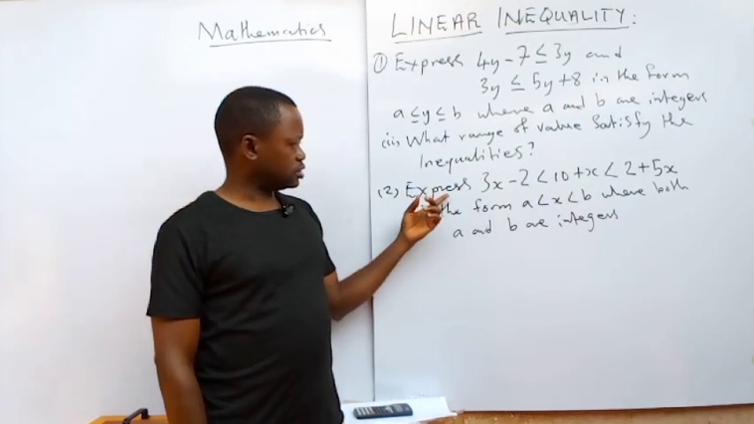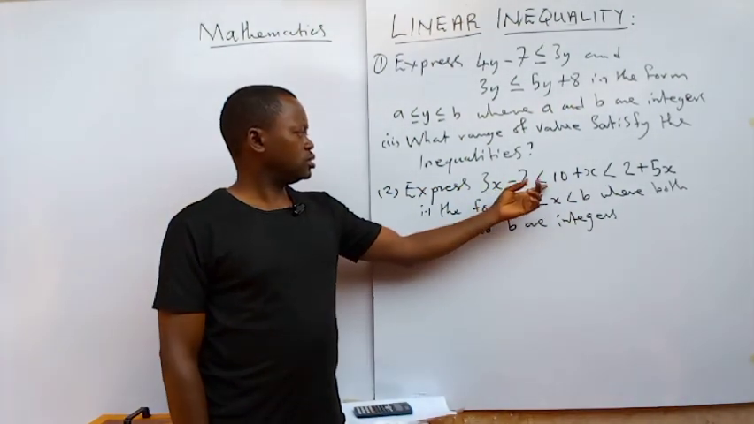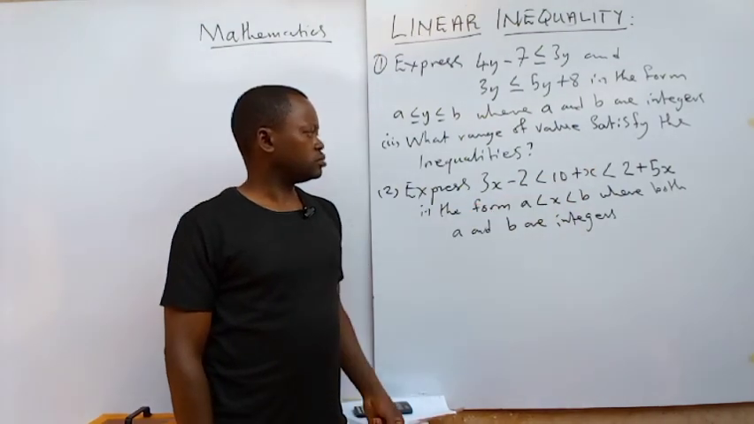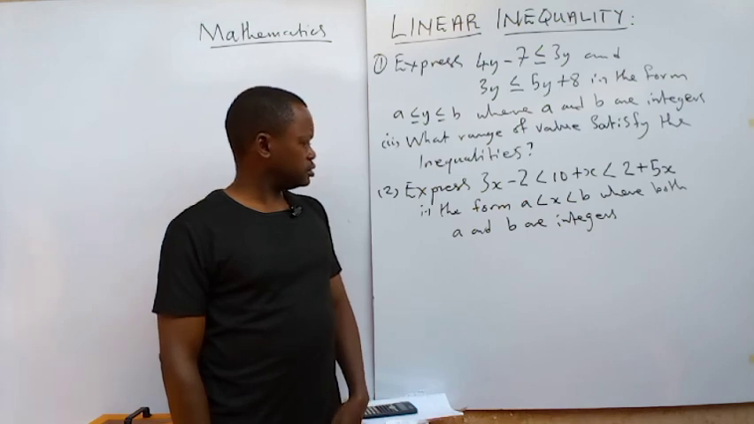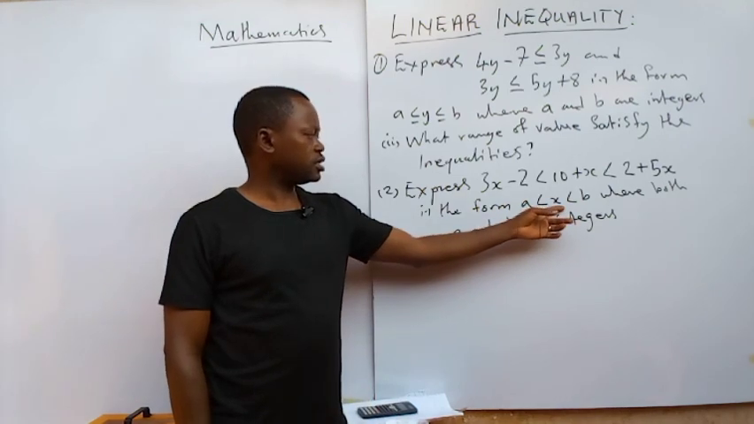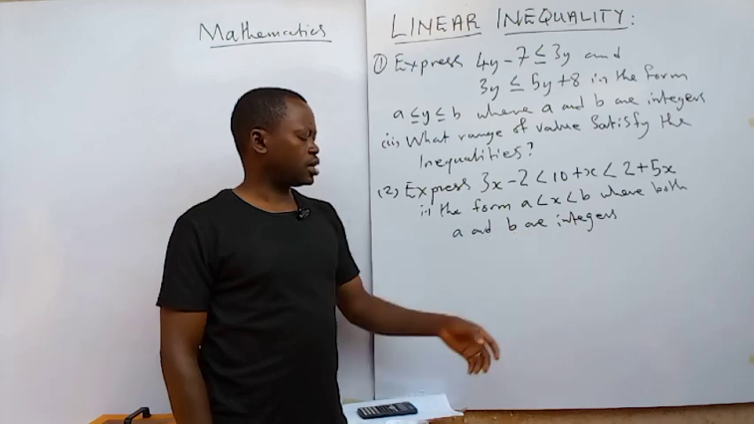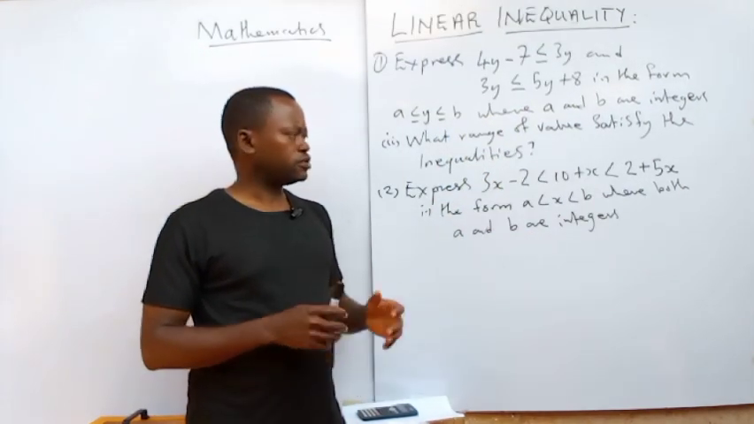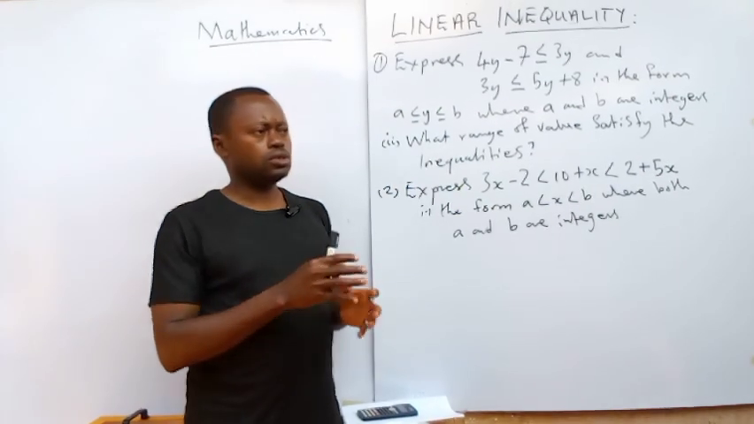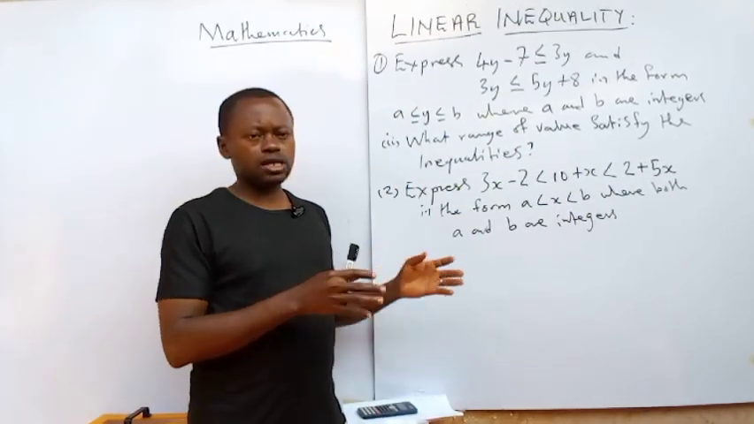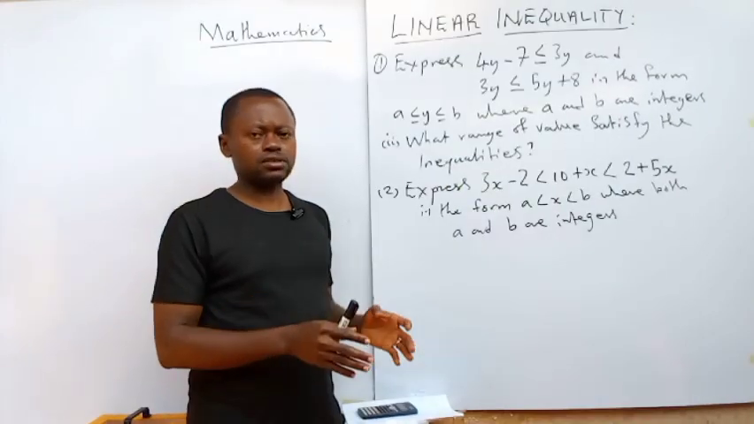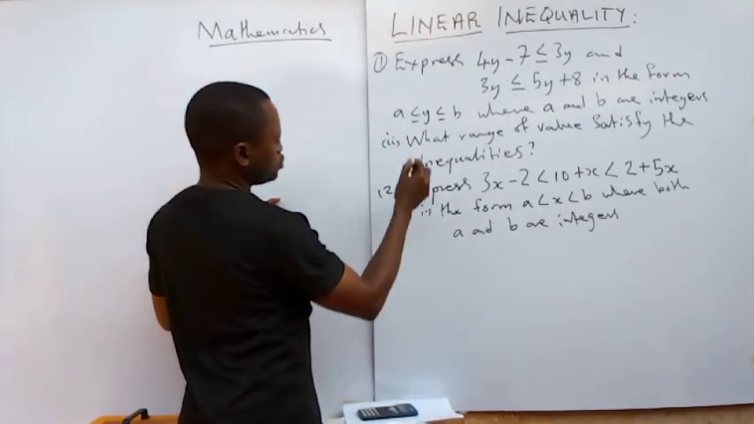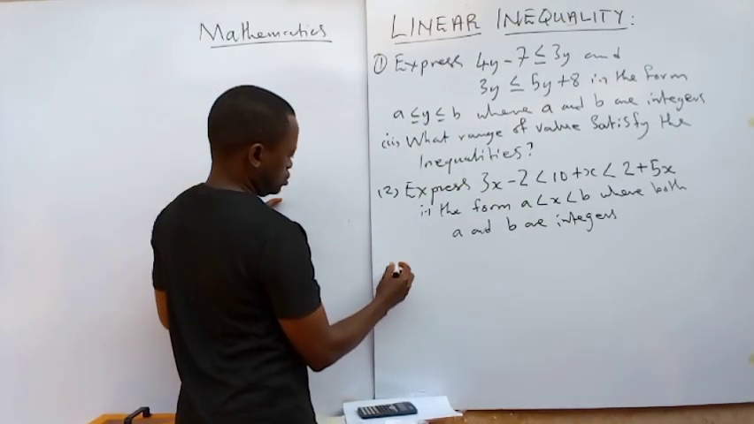And we have a second question here that says express 3x - 2 < 10 + x < 2 + 5x in the form a < x < b, where both a and b are integers. You can see the difference between the two questions. So I carefully selected them so that I can consider different instances where problems can be given to us. So I will start from the first one.